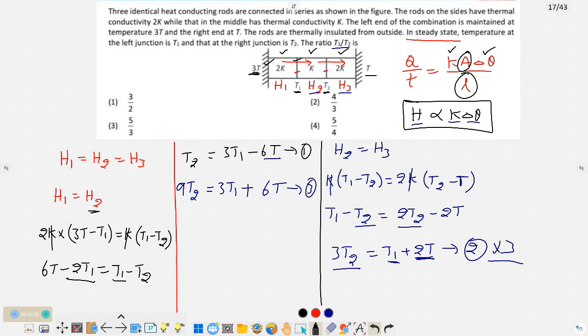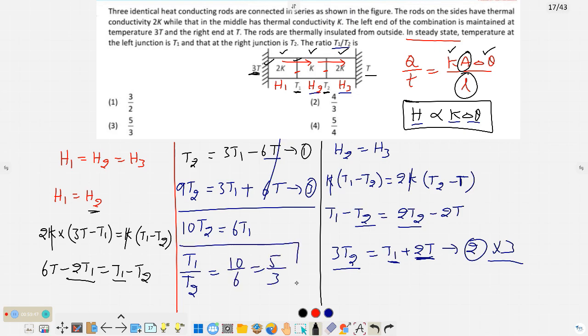Now solve equations 1 and 3, eliminating the T, so you will get the relation only in terms of T1 and T2. If you directly add them, you get 9T2 plus T2, that is 10T2, is equal to 3T1 plus 3T1, that is 6T1, and the T terms cancel. So 10T2 is equal to 6T1. They are asking the T1 by T2 ratio. From this, T1 by T2 is equal to 10 by 6, that is nothing but 5 by 3.